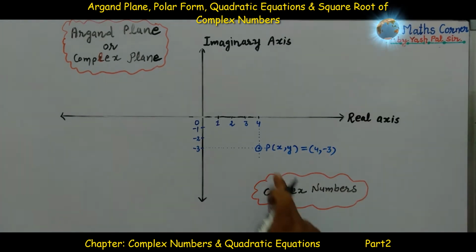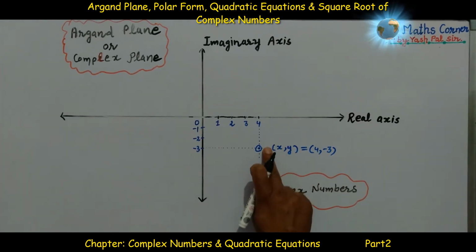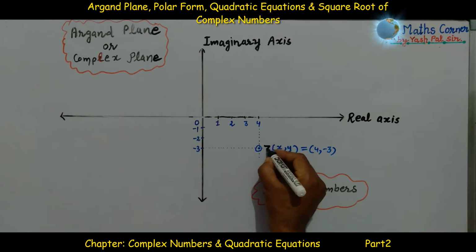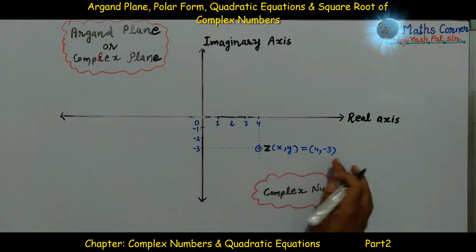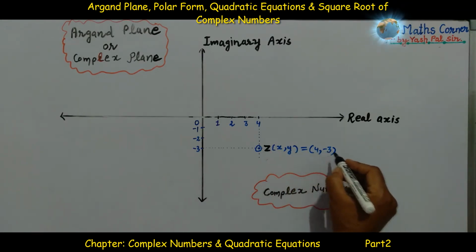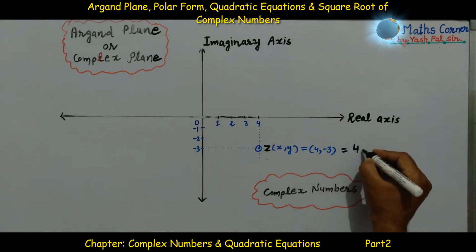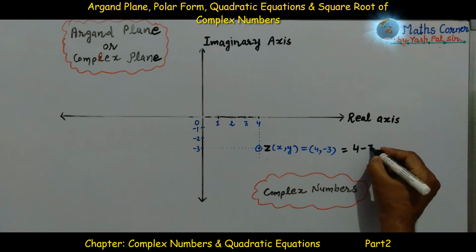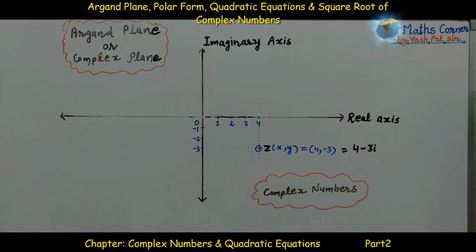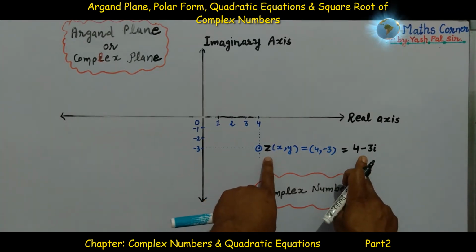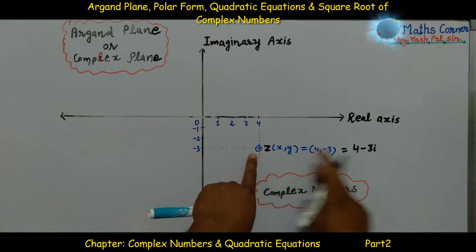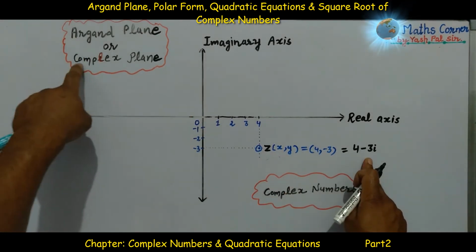Now this point P(x, y) becomes z(x, y), and this is 4 comma minus 3, which is equal to 4 minus 3 iota. This way we can describe this point z in the Argand plane, that is, the complex plane.